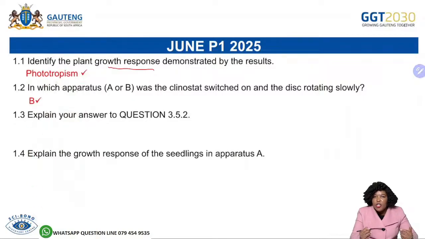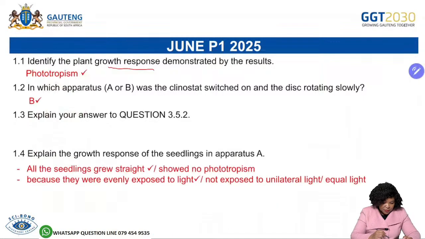B, which is correct. In our apparatus B, it is where our seedlings are growing straight upwards. So we assume that because they were growing straight upwards, the clinostat was rotating, it was switched on to allow the seedlings to receive light evenly. Right. Explain your answer. Let's see.